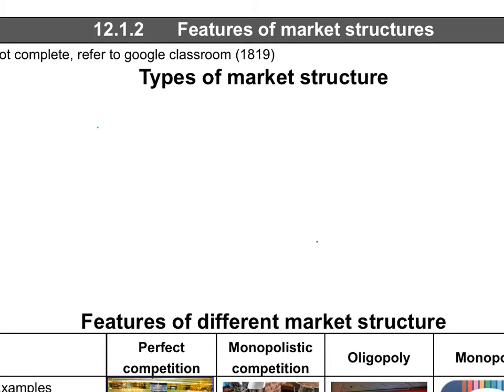Okay, guys. After the previous video, we have introduced the basic features of different market structures. So we will have a quick revision, and then we will go further. Okay, let's start.